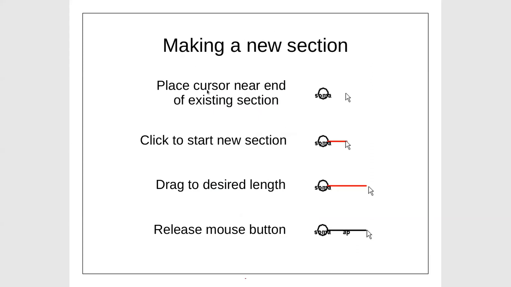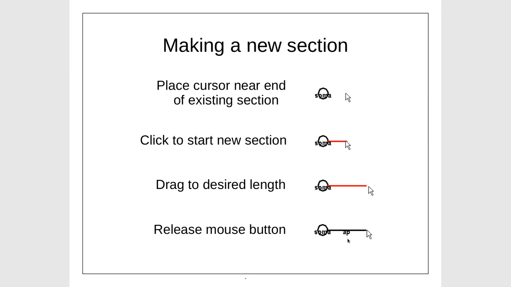We're going to make a section, our first section. We put our cursor on the canvas of the cell builder. And we click right at that point, and we see this red line. And we can drag it, holding our mouse button down, out to the desired length. And when we release it, we see that now we have a thing called AP.